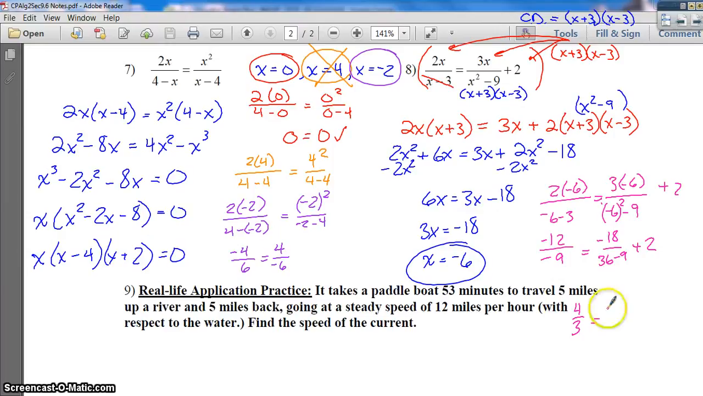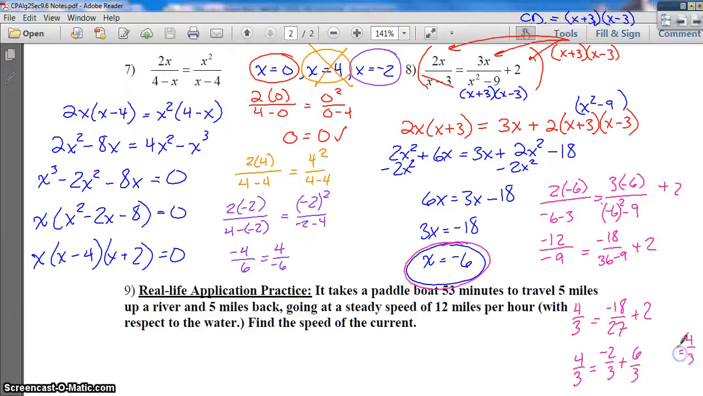Over here I'm going to have negative 18 over 27. This is reducing to negative 2/3. This is going to be 6/3. Okay, so 4/3 is going to equal 4/3. So this answer is a good one.